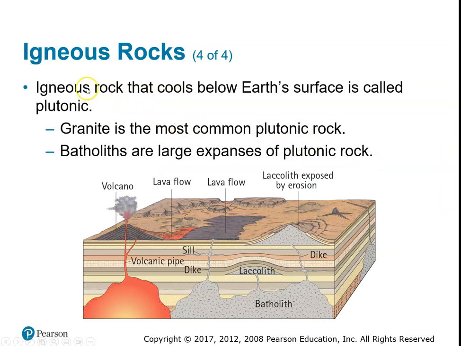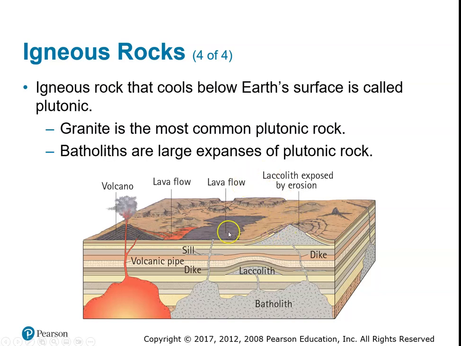Okay, so igneous rocks that cool below the Earth's surface are called plutonic. We just went over that. Granite is the most common type of plutonic rock. And then you have these batholiths. A batholith is a large amount of plutonic rock. Sometimes that will find its way above the soil. You'll just see granite rock sticking out from a mountain.